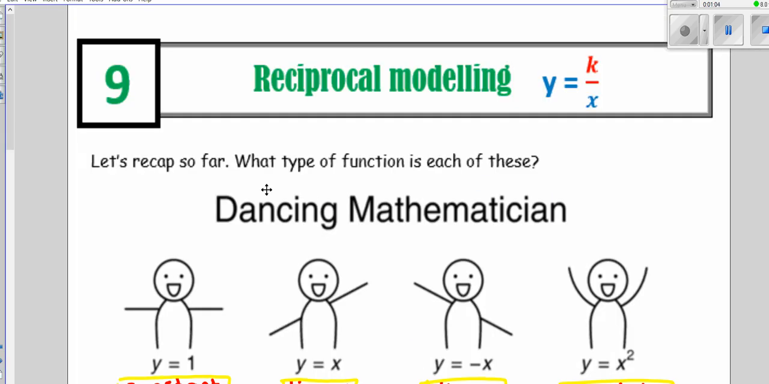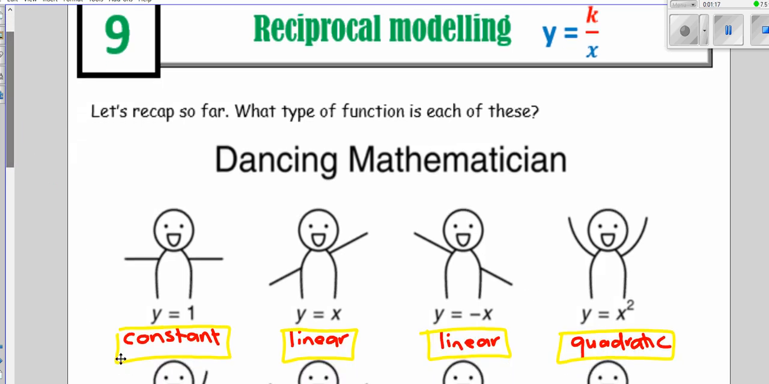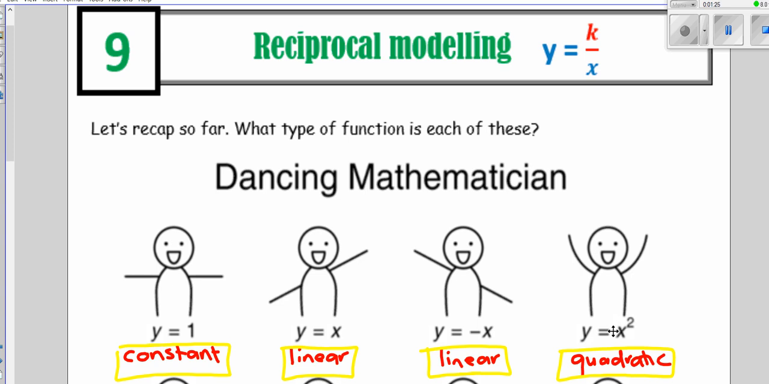So recap so far, hopefully you saw, what did you think this one was, this one, and this one. We've also given you clues down here, so hopefully you came up with these ones. Constant, linear, gradient 1, y-intercept 1, linear, gradient negative 1, y-intercept 1, quadratic, and it's got a positive a, so it's a smiley. This one's y equals 1, so it's a horizontal line. If it was x equals 1, it would be a vertical line.